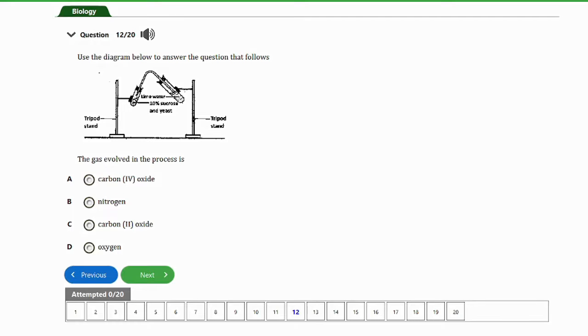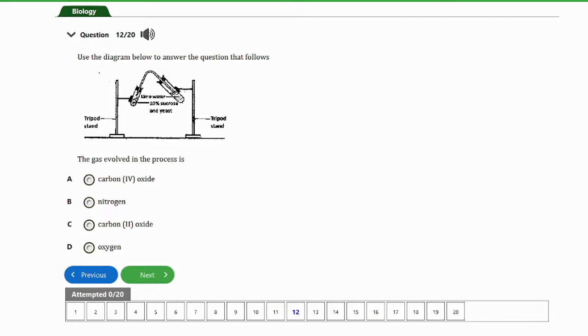It says, use the diagram below to answer the question that follows. Okay, we've seen the diagram here, and then the question says the gas evolved in the process is A, carbon dioxide, B, nitrogen, C, carbon monoxide, D, oxygen. So guys, the answer to this question is option A, and that is the carbon dioxide.